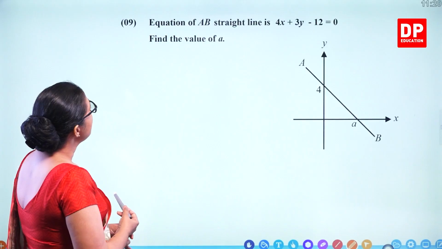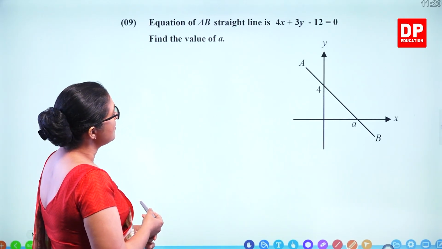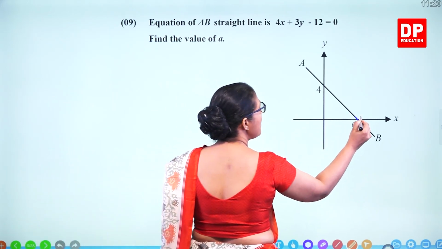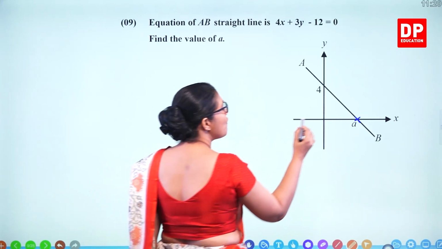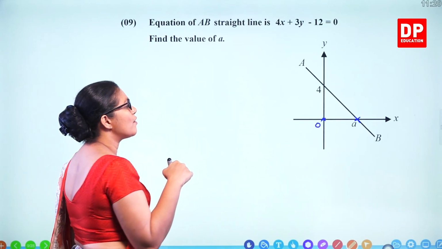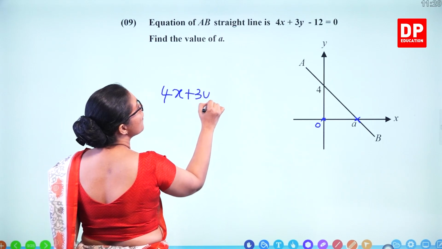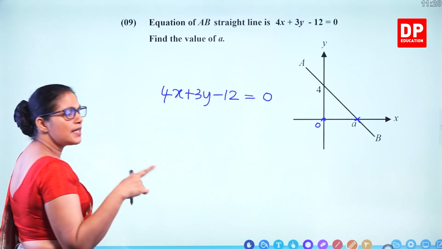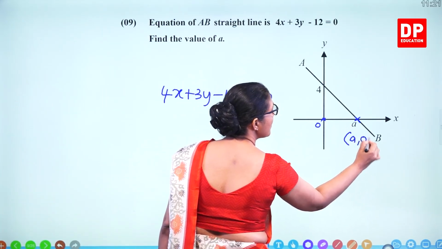Question number 9. Equation of the straight line AB is given. Find the value of A. So what is A? A means the point is on the x-axis. So the y value is 0. So we can substitute y is 0 for that and find out the x value. X value becomes A because here the point is A comma 0.